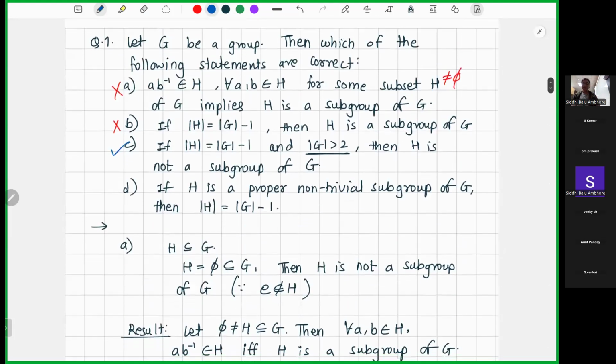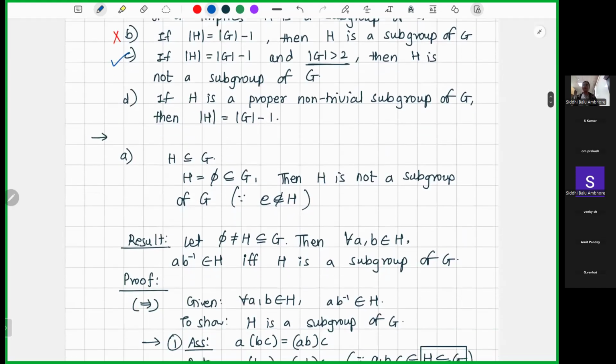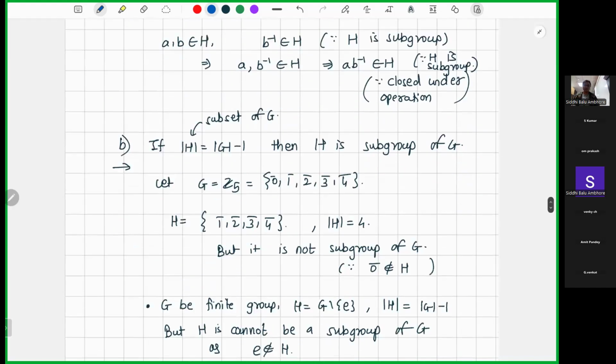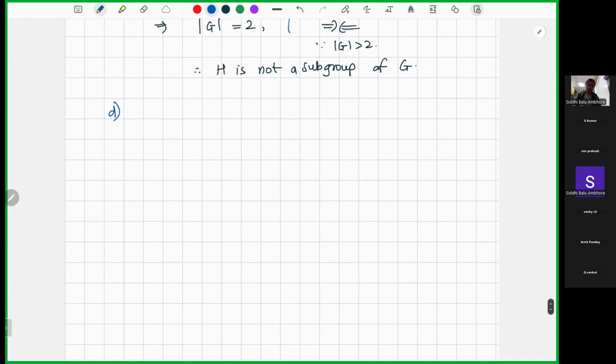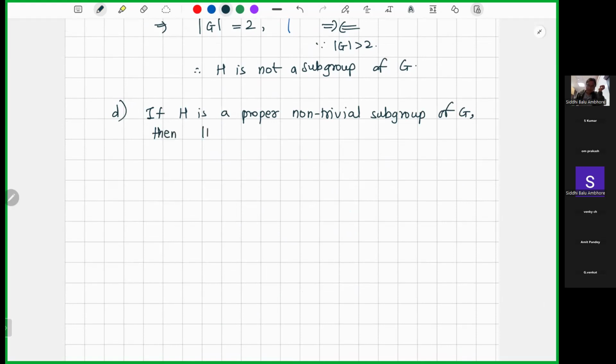And now the last statement: that if H is a proper non-trivial subgroup of G, then the order of H has to be the order of G minus 1. But that is anyway not true, we know. If H is a proper non-trivial subgroup of G, then the order of H is |G| - 1.